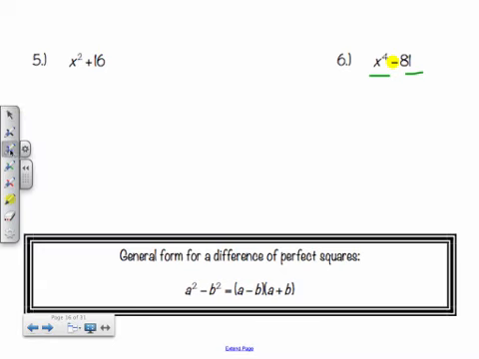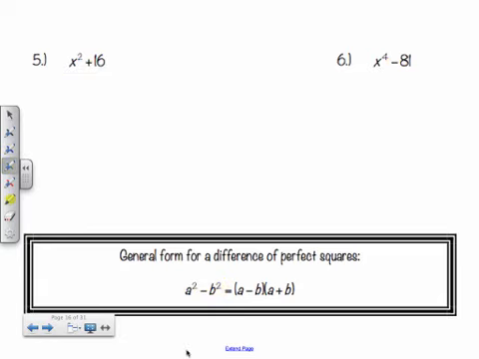But I just want you to notice this x squared plus 16 right here. It is not a difference of perfect squares because it does not follow this format. Although it is a binomial, it is a sum of perfect squares. It's not a difference of perfect squares, which means it is not factorable, which makes the expression a prime expression. I want to discuss this a little bit more in detail next time I see you in class.